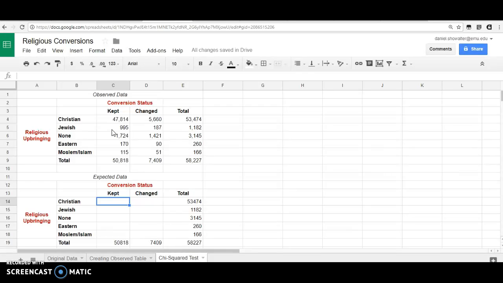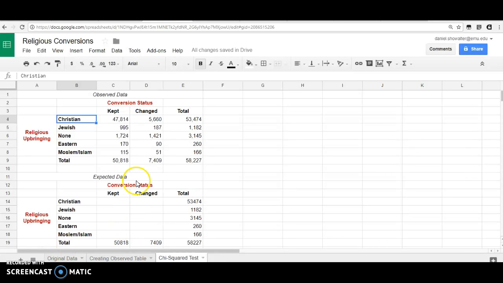So I'm born Jewish, I'm just as likely to convert as if I'm born in an Eastern religion, I'm born without religion, I'm born into a Christian upbringing. It really doesn't matter. I have the same likelihood of converting. That's the numbers we want to create down here. So how do we do that?